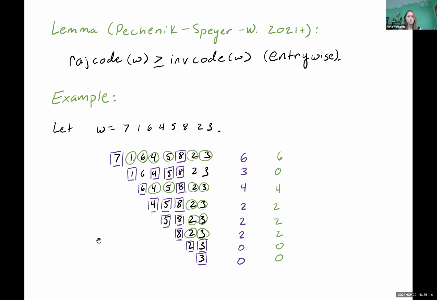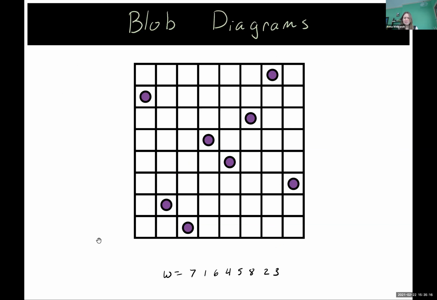Okay, so I'm going to introduce another thing that has to do with this Raj statistic. There's a way that we can repackage it if we don't care about the Raj code. We can draw what we're calling a blob diagram, because it looks like a bunch of blobs. This is the graph of the permutation, so I've put dots in position i, w(i) for each i.